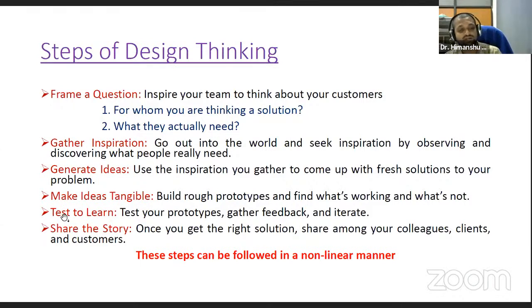Next one, test to learn. Suppose we find that our prototype is working, then test your prototype, gather feedback and iterate. That means whatever problem you have solved, we have to test it, gather the feedback, then iterate. Even if it is not working, we should modify it, and see why it is not working. Then once it has been done, share the story. Once you get the right solution, share it among all your colleagues, clients and customers. So these are the basic steps.